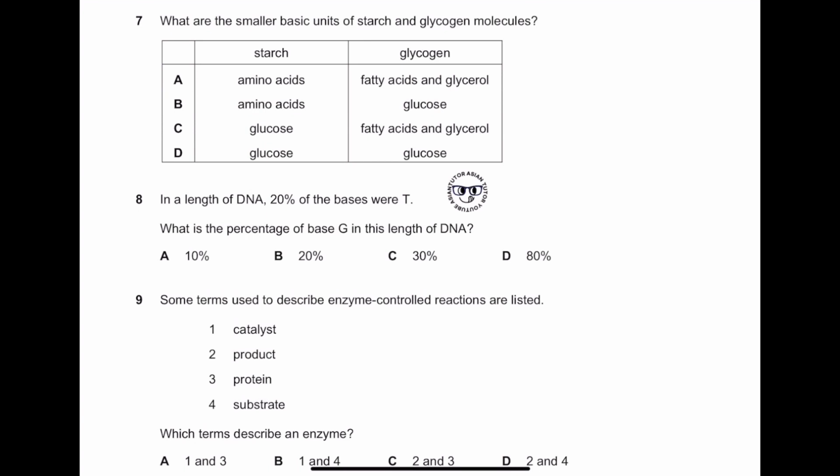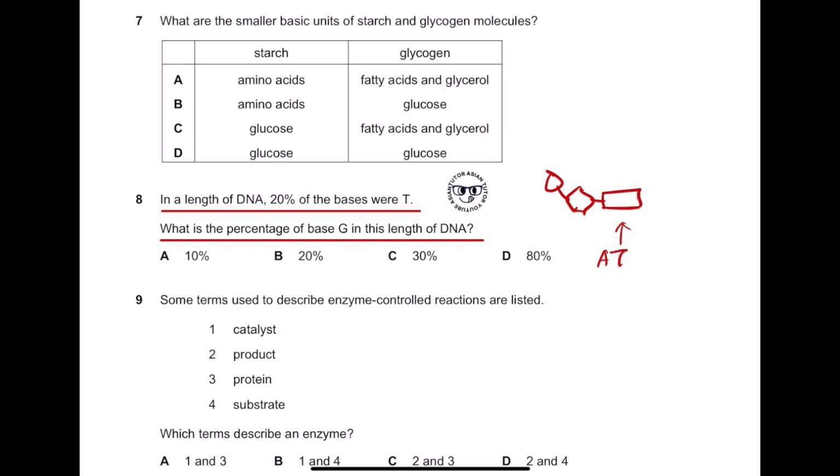Number 8. In a length of DNA, 20% of the bases were T. What is the percentage of base G in this length of DNA? DNAs are made of nucleotides, and the nucleotides have bases, and there are 4 types of bases: A, T, C, G. There's a rule that A and T bind together, and C and G bind together as well, and this rule is called complementary base pairing.